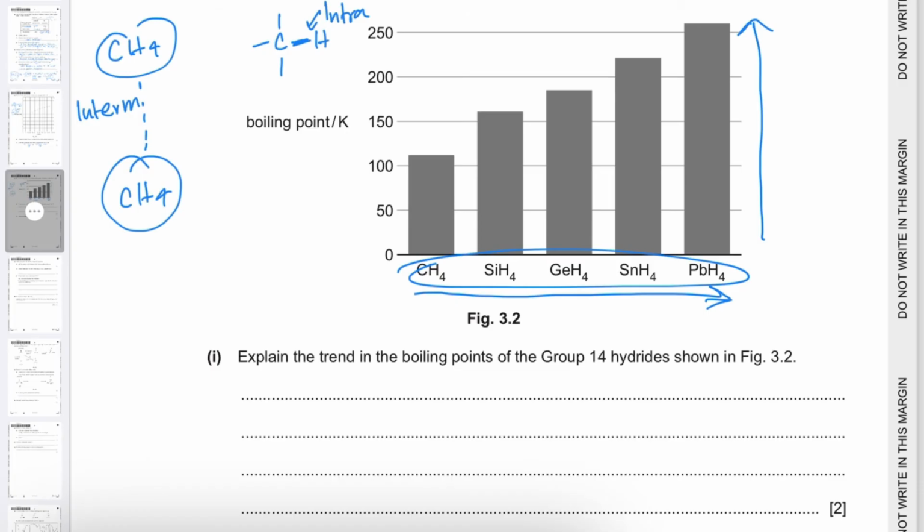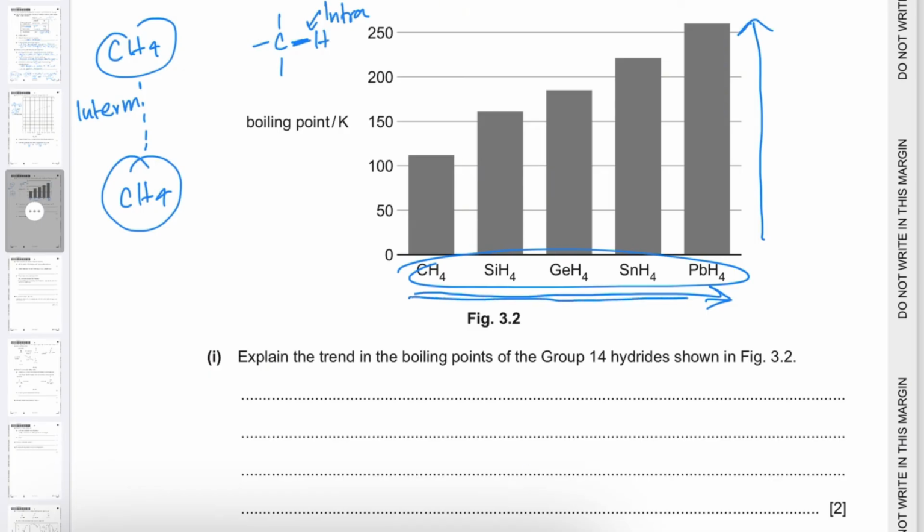Since these are not ionic compounds or metals, the intermolecular forces will be due to instantaneous dipole and induced dipole forces. And these forces depend on the number of electrons in a molecule. The larger the number of electrons, the stronger the dipole forces will be, the stronger the dispersion forces will be.